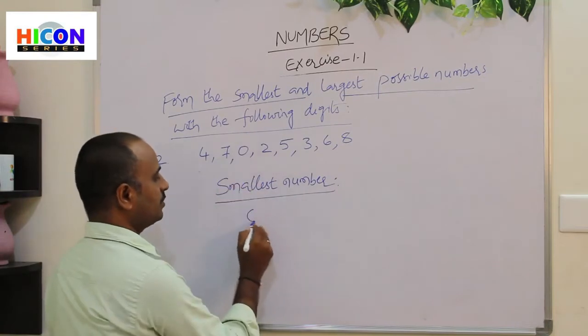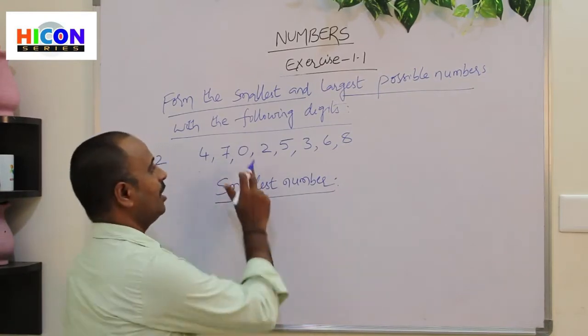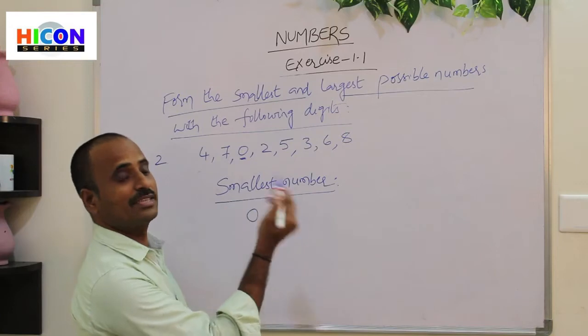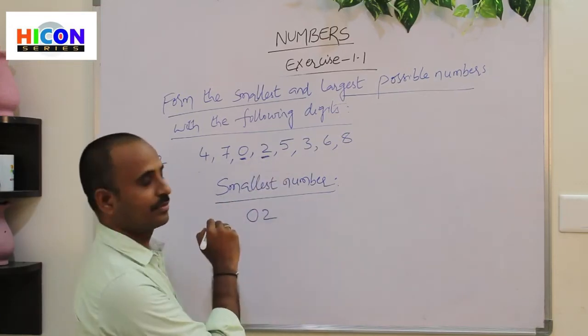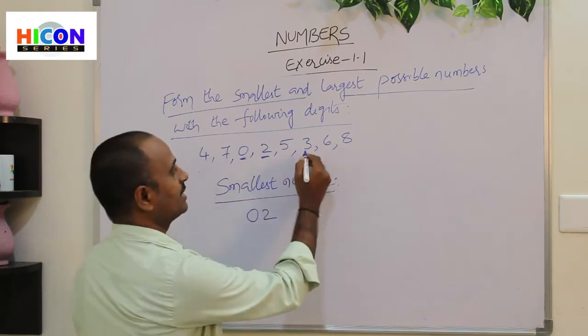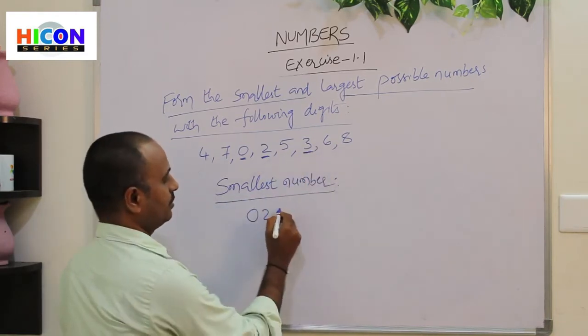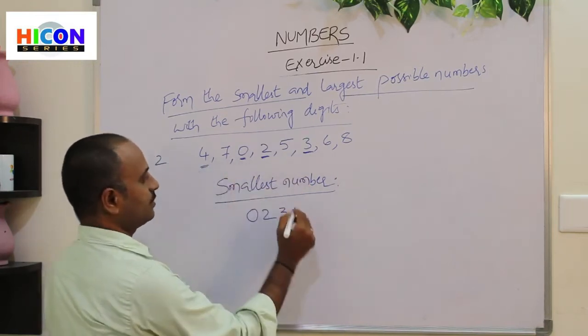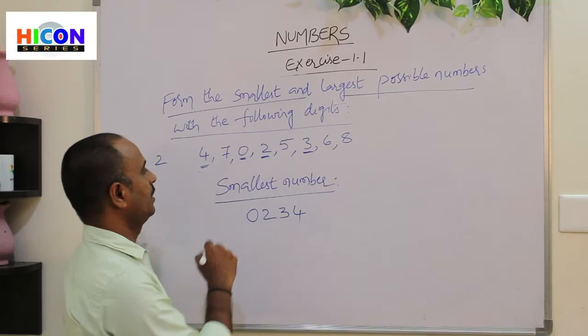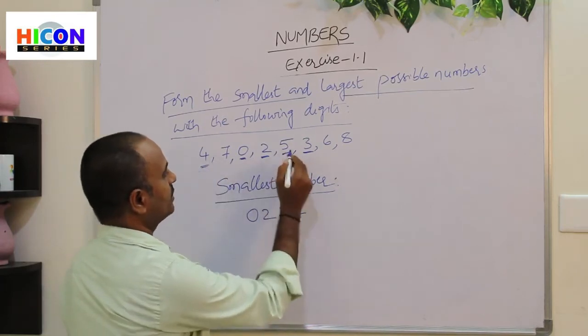So 0 is the smallest. And after 0, which one is the smallest? So 2 is the smallest. So write 2. And after 2, which one is the smallest? 3. So write 3 in the third place. So after 3, 4 is the smallest. So write 4. And after 4, 5 is the smallest.